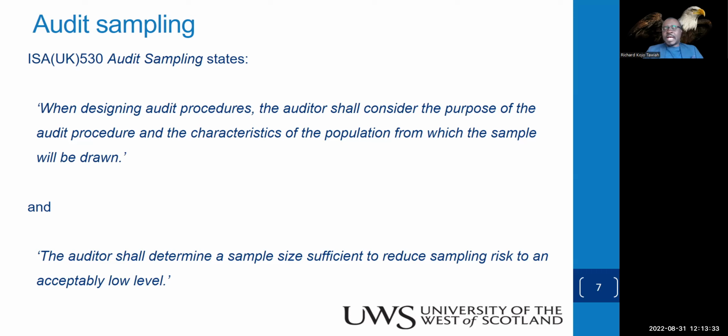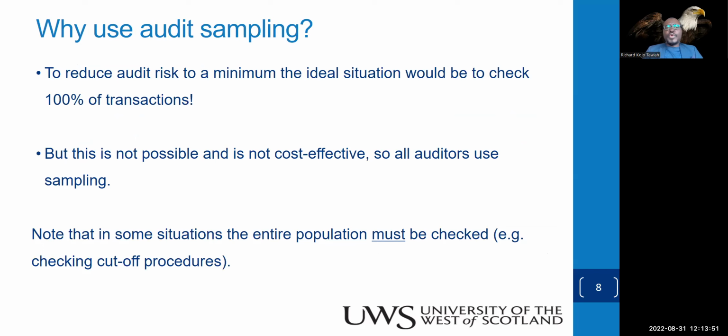Sampling risk is the risk that the sample you have selected is not representative of the population. Therefore, any conclusion you draw with the sample that you have selected and tested may not be right. Okay, so sampling risk, that's what it means. Why do we use sampling? Because we cannot test everything.